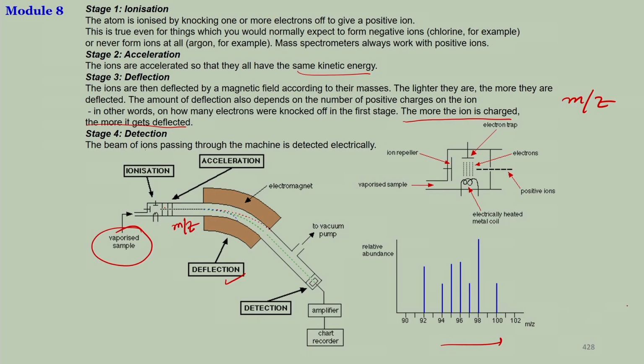The more you go, the higher would be the M by Z, which means the higher the M by Z, that will be deflected more and will come out later, and you will see the lines at different masses. So, whatever mass or whatever components you have, you will see it here.